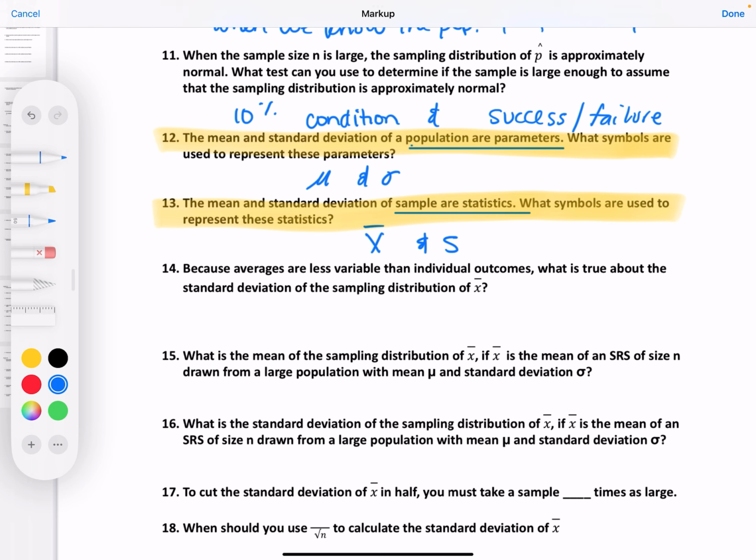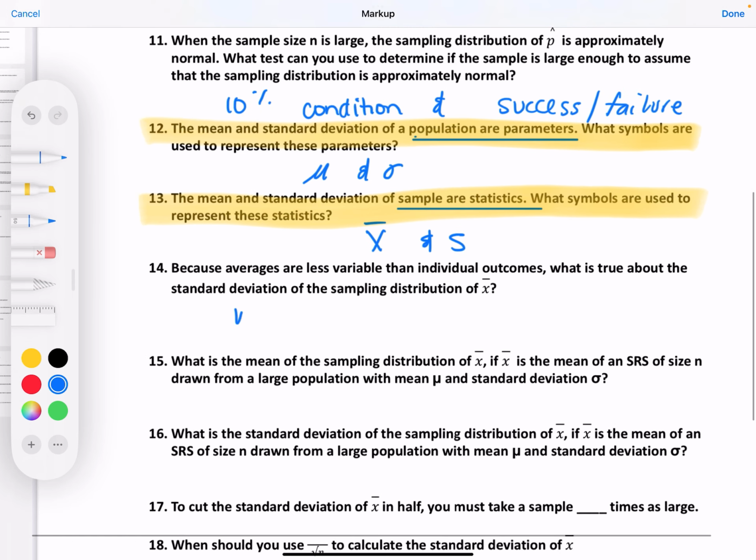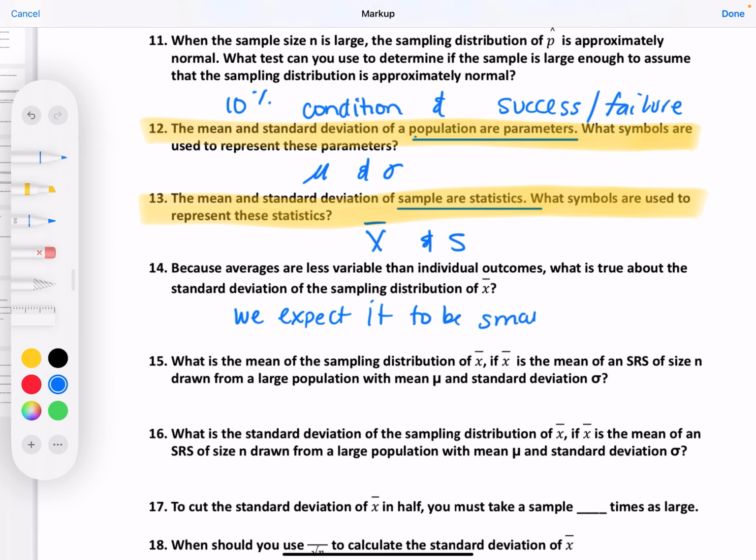Because averages are less variable than individual outcomes, what is true about the standard deviation of the sampling distribution of X bar? We expect it to be small. Just less variable.